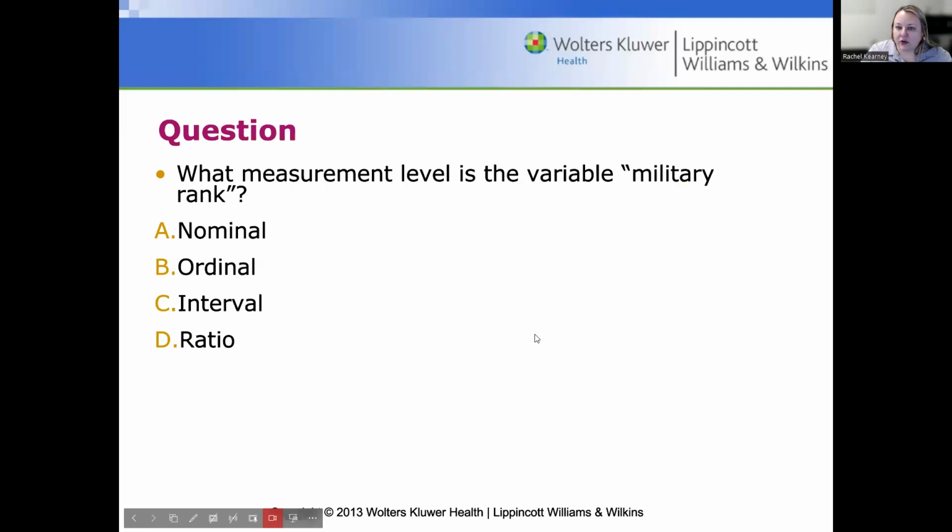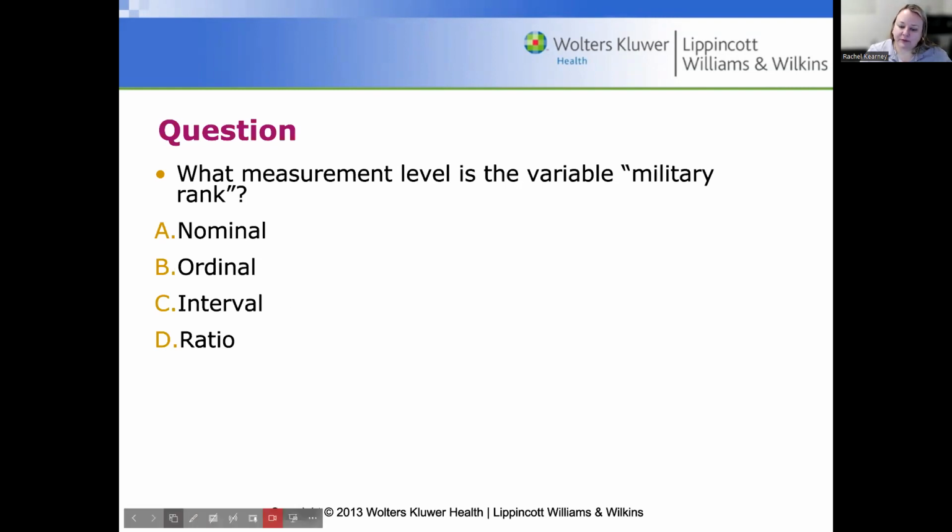So here's a question to test this: what measurement level is the variable military rank? Let's say maybe our population was those in the military, and we wanted to know at what rank they served, and we've asked them to fill out their rank. I don't know all of them, but sergeant, corporal, those types of things. What measurement level would that be?